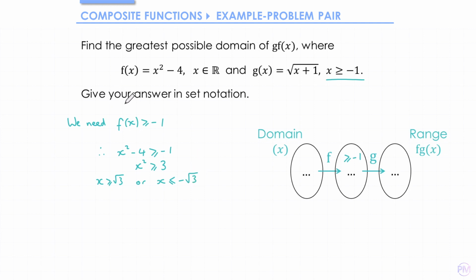Finally, we need to make sure we've answered the question by giving our answer in set notation. To put our answer in set notation, we use curly brackets and we use x colon before writing the inequality. We have a separate curly bracket for each region because there are two separate regions, and we join them together using a union symbol which stands for OR. So we have x is less than or equal to minus root 3, or x is bigger than or equal to root 3.